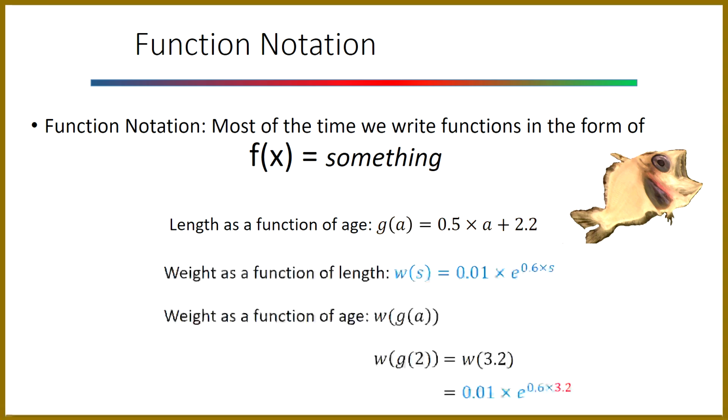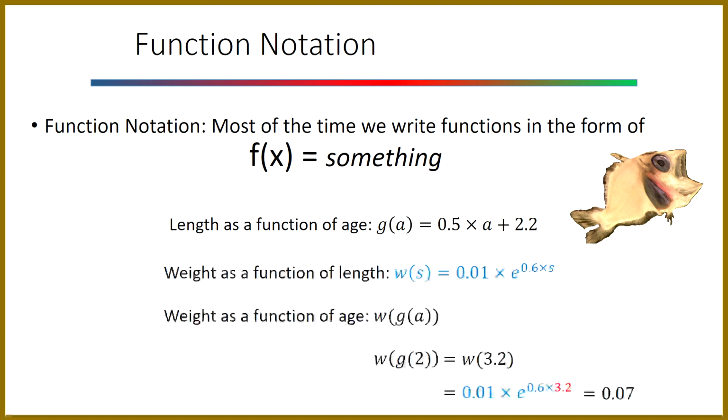We now have the equation w of g of 2 equals 0.01 times e to the 0.6 times 3.2. If I plug this into my calculator, I find that the weight of a 2-day-old fish will only be 0.07 milligrams. That's really all there is to it.